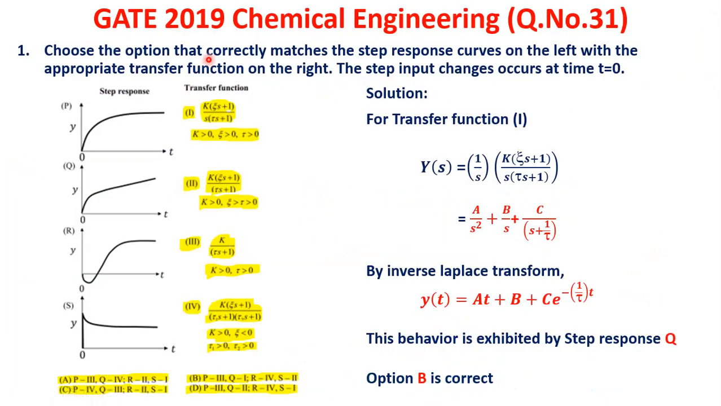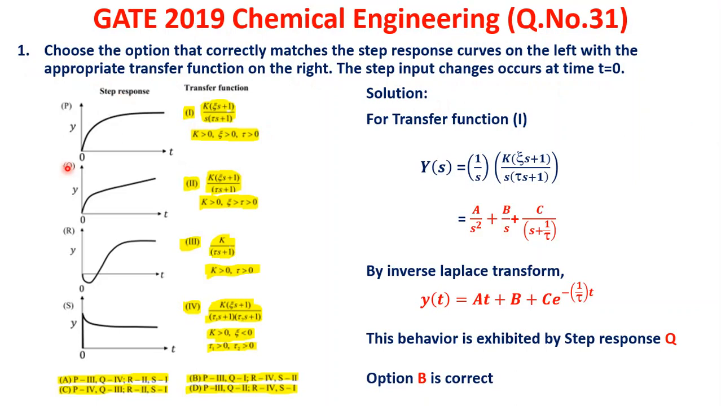The first question is taken from GATE 2019 Chemical Engineering question paper. The question number 31. Choose the option that correctly matches the step response curves on the left with the appropriate transfer function on the right. The step input changes occurs at time t equal to 0.